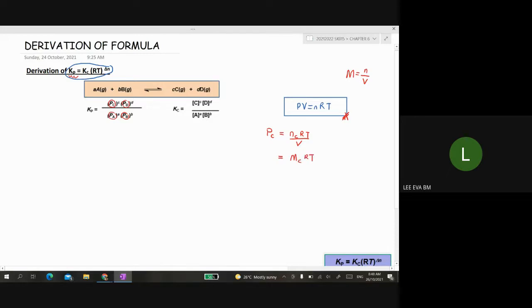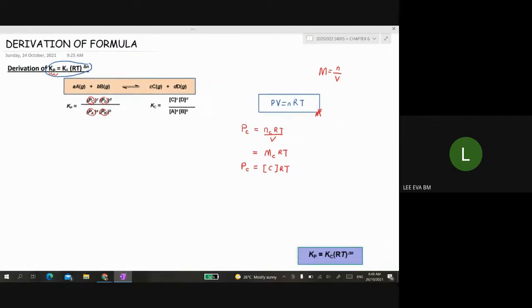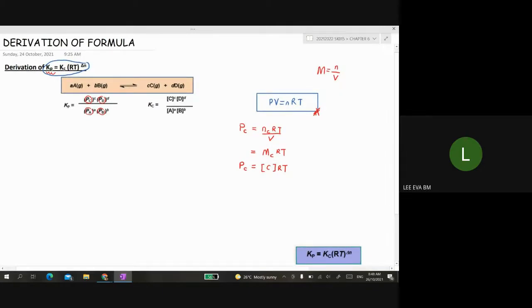But of course, in this Kc expression, we are using the square bracket as the symbol, so we just change it a little bit. So concentration of C, RT. So dapatlah dia punya PC as a subject in terms of the concentration of C. Okay, sampai sini boleh ikut? Can you follow? Boleh. Okay, Madam tunjuk satu contoh lagi untuk PD. Sama juga, number of moles of D, RT over the volume.